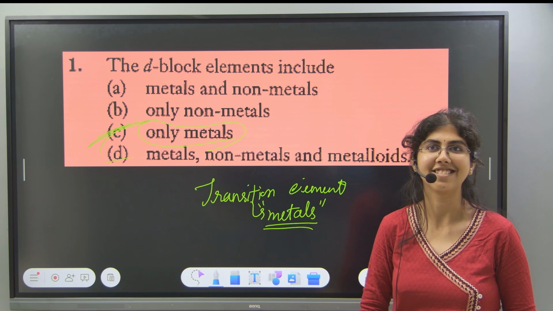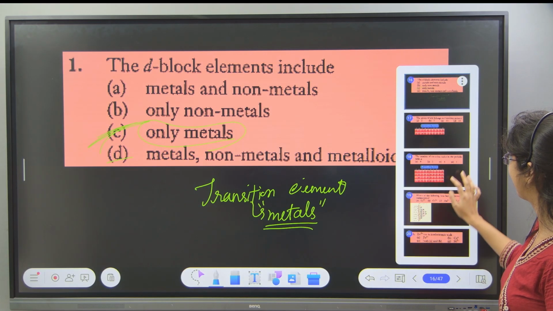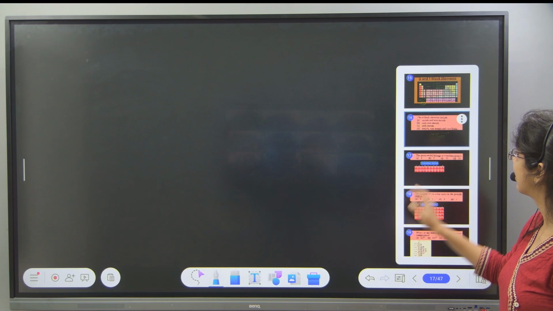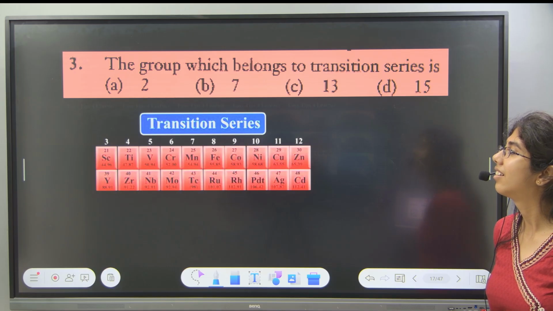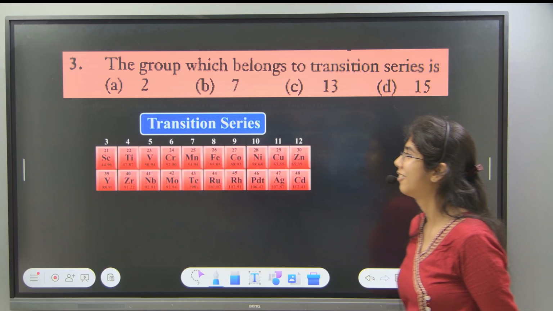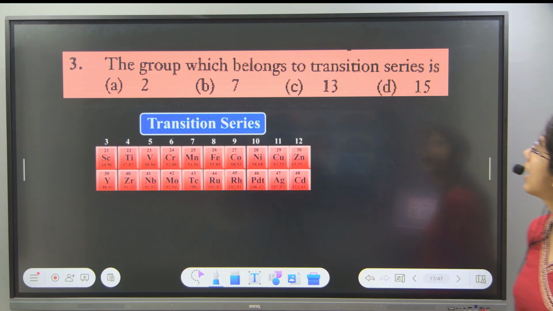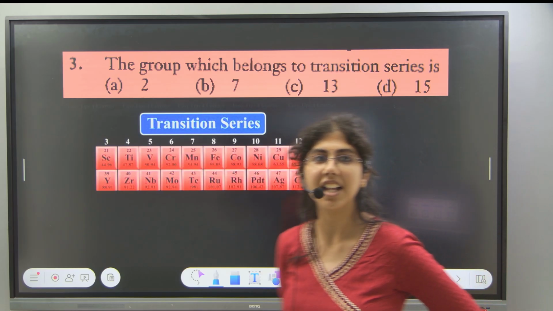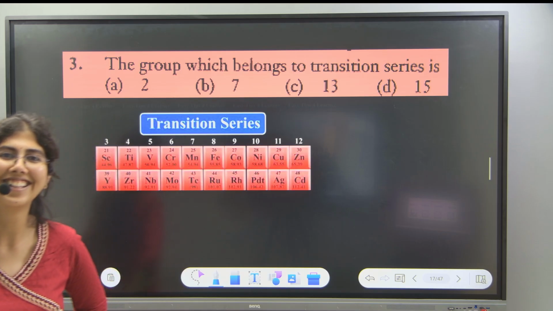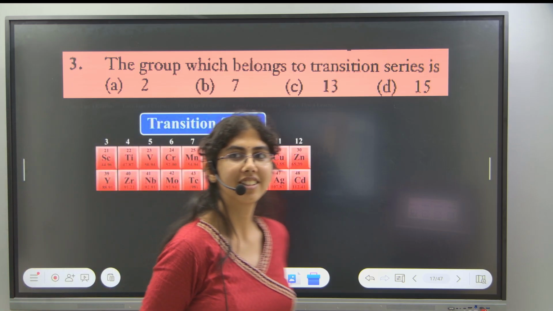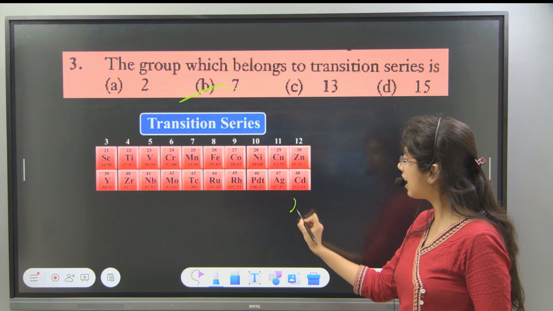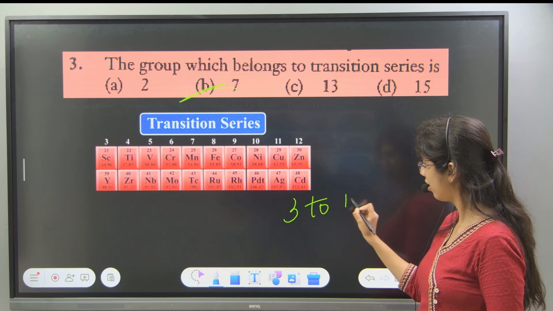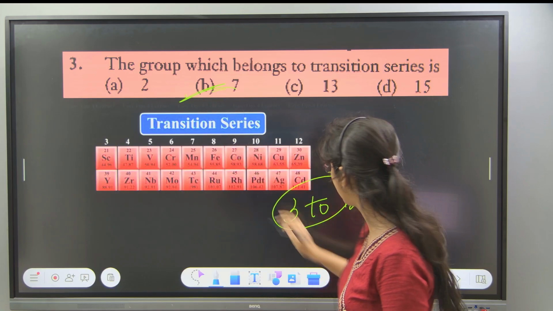Option C. The group which belongs to the transition series. Option B. From where to where is the transition series? 3 to 12. So yes, option B is a transition series.